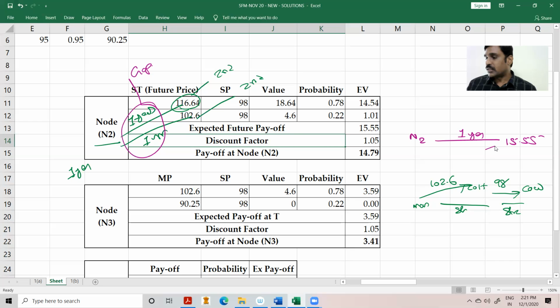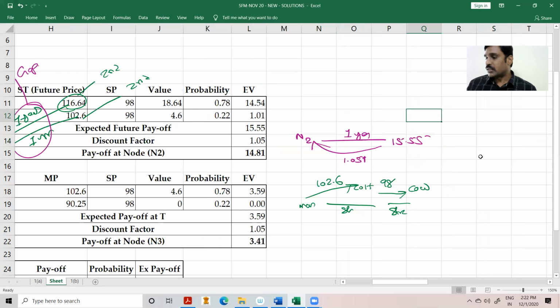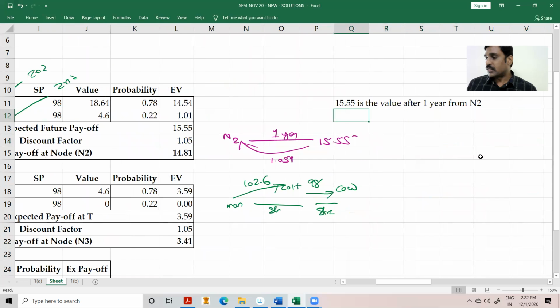Then what will be the value at N2? Discount it. They have given the discount rate 1.051; you can take 1.05, two digits. That will be 14.81. Remember this point. What is 15.55? 15.55 is the value after 1 year from N2.